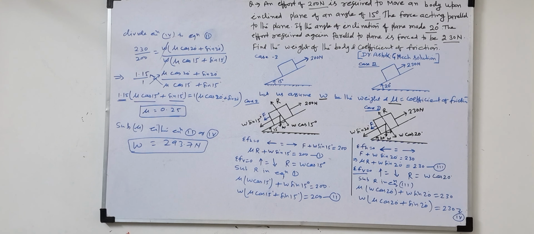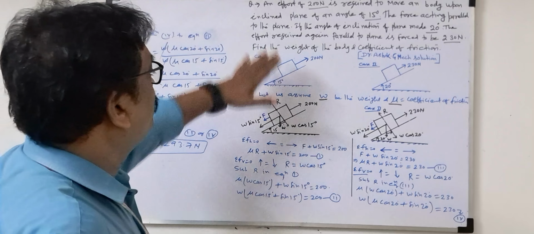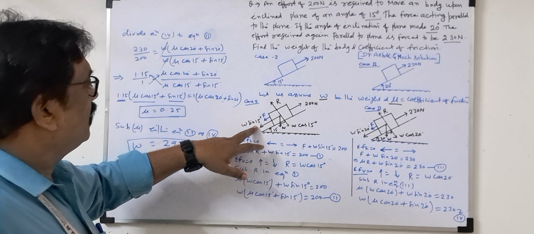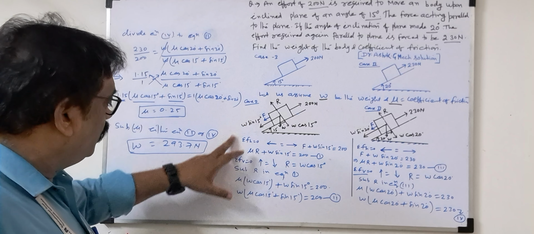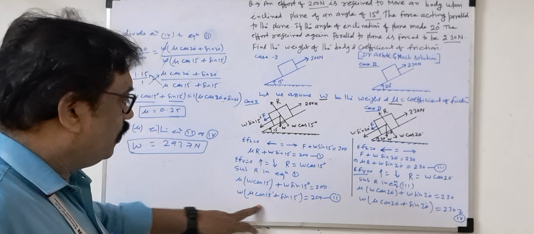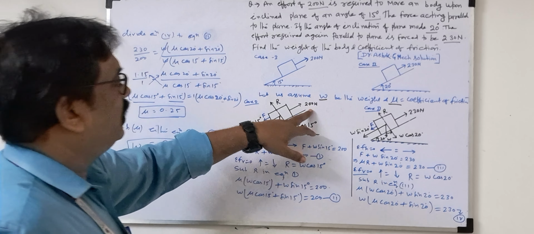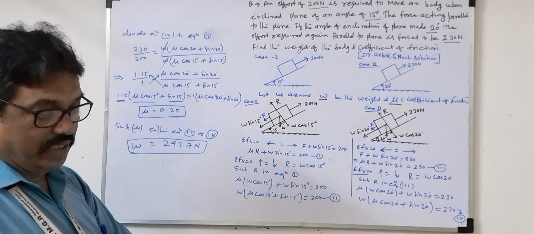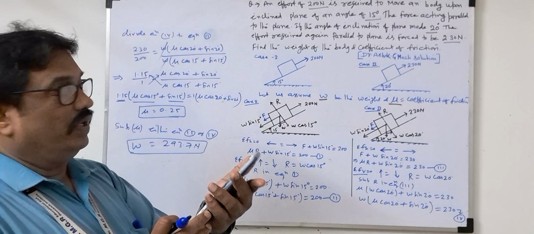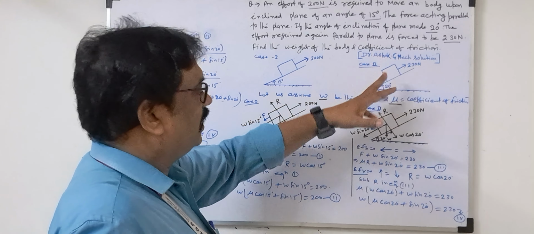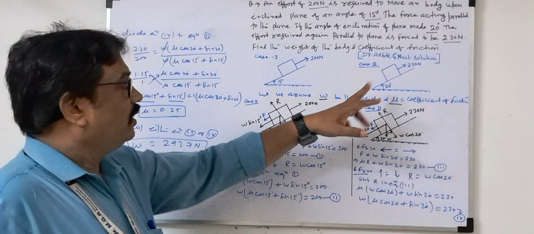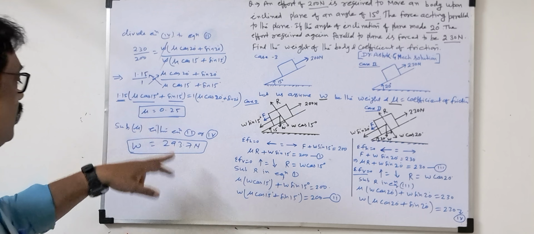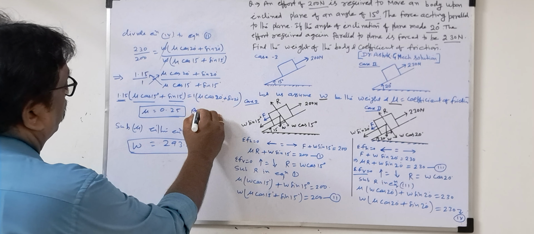So now you see, for a big question like this, how to solve: given the diagram and given problem, draw the diagram, then draw the free body diagram, and apply the two equilibrium equations. There is a comparison, no? 200 Newton effort is required at 15 degree. If the inclination increases, gradually increasing, the effort difference will be more. So at 20 degree the effort will be more. In that case, what is the weight of this body and what is the coefficient of friction? Both we got here. These both are the answers.